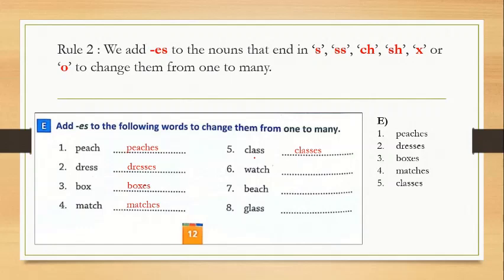Next is watch. What are the last two letters? CH. And so again we add ES to get watches. Next is beach. Last two letters CH. We add ES and we get beaches.